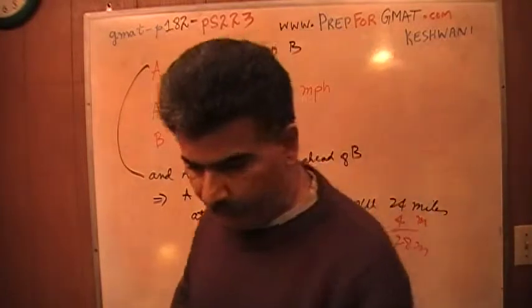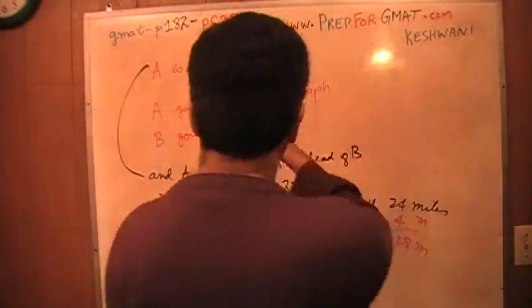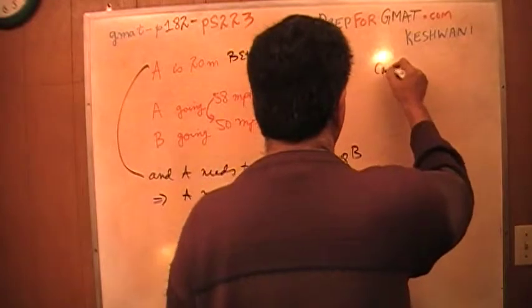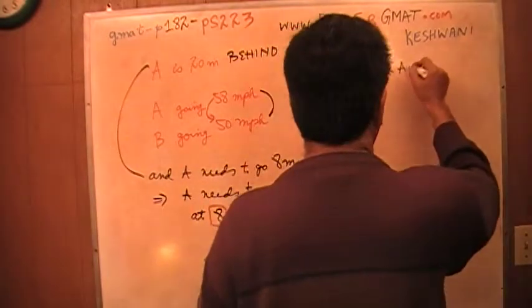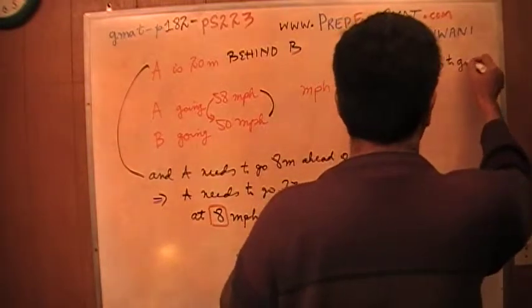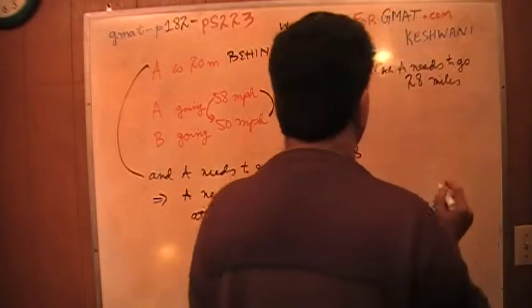Let me rewrite this whole thing on the side here in a little bit more organized fashion for those of you who have trouble following this logic here. So I'm going to redo it here. Car A needs to go 28 miles. Why 28 miles?